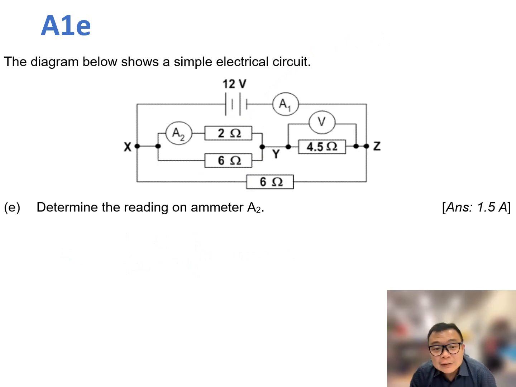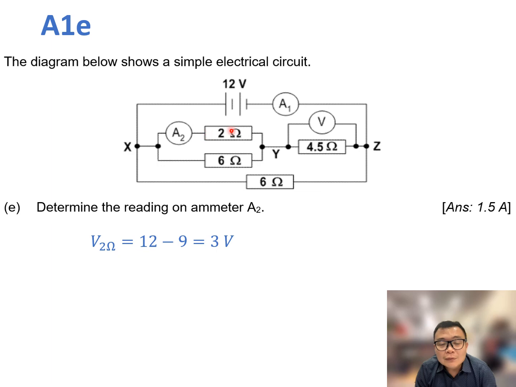In this part, you are to determine the ammeter reading of A2, which is the current passing through the 2 ohm resistor. In the previous part, you have figured out the voltage across the 4.5 ohm resistor as shown here. So the voltage across this parallel branch, when you sum it up with the voltage across the 4.5 ohm resistor, they must give you back 12 volts. So we use this relationship to work out the voltage across this parallel branch to be 3 volts.